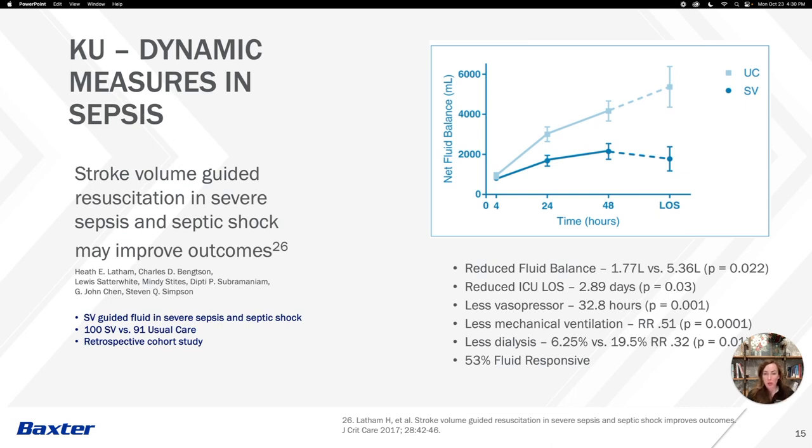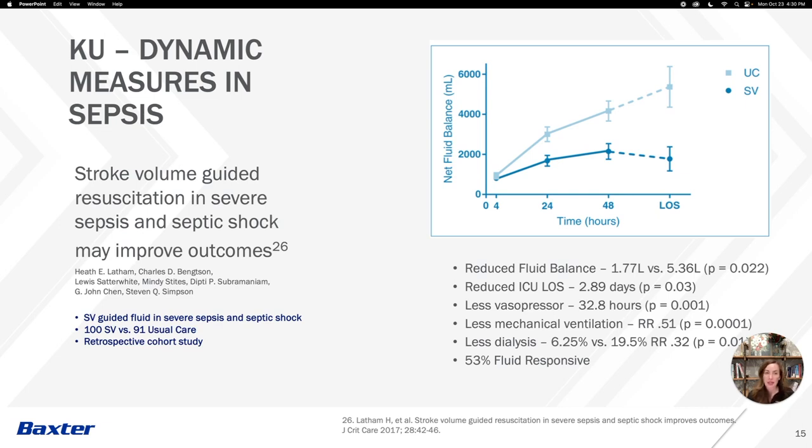In the stroke volume guided group, they only got fluid if they were fluid responders. So they would do a dynamic assessment of fluid responsiveness, and those patients would only get fluid if they were fluid responsive. And overall, at the end, when they were analyzing the data, they saw that patients in the stroke volume guided group had on average a reduced fluid balance. You can see reduced ICU length of stay, less time on vasopressors, 32 versus 64 hours. That's pretty significant. Less time being mechanically ventilated, less need for dialysis, 6.25% versus 19.5% of the time, and only half of the patients, incidentally, were fluid responsive.